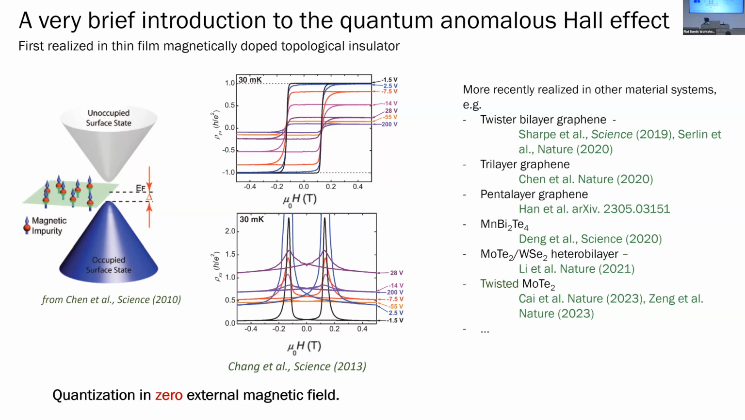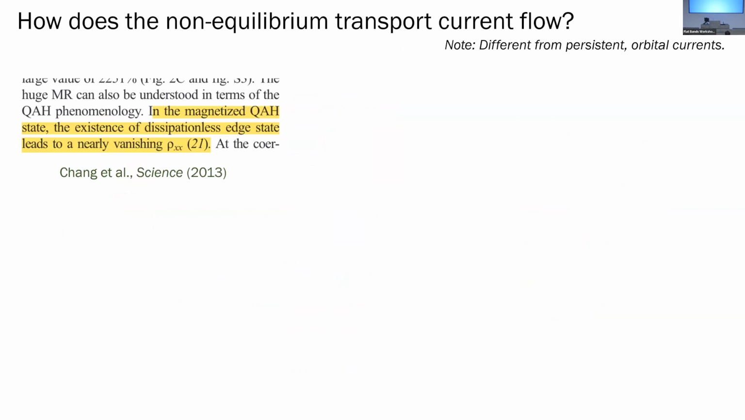So the dots here indicate the ones that I may have overlooked, but the family of materials where the quantum anomalous Hall effect is found is increasing. Okay, so now we can ask, how do we actually expect the transport current to flow in a quantum anomalous Hall insulator? And at least the literature has a pretty strong consensus.